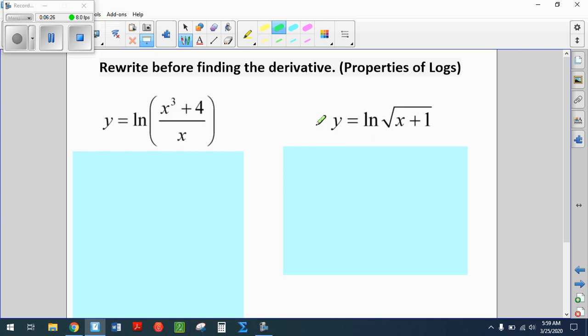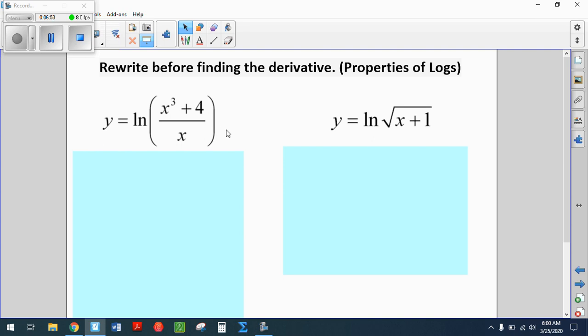All right, so when you have something a little bit more complicated, like on this first one, natural log of the fraction x cubed plus 4 over x, instead of writing 1 over all that times the derivative of all of that, which is the quotient rule, I could just use properties of logarithms. So I'd like you to pause and think about how you would use properties of logarithms on this first one.